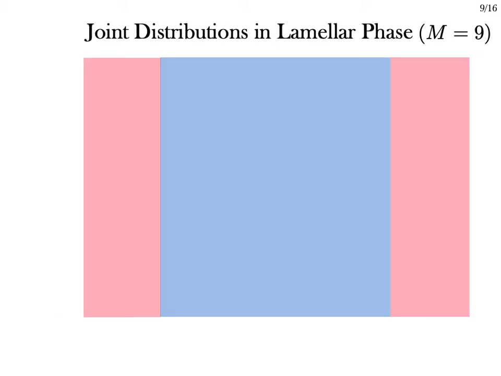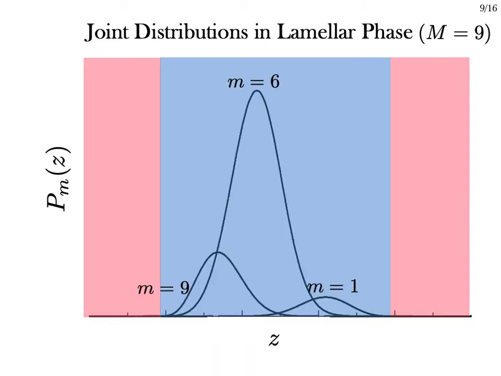Let's start by calculating bridging statistics for the simple case of the lamellar phase formed by a 9-arm star. The region on the left is the first cell. These curves represent the joint distribution, Pm, as a function of molecular center position, Z, given that either 9, 6, or 1 arms are attached to the first cell. When all 9 arms are attached to the first cell, molecular centers tend to be close to its A-rich domain, just as you would expect.